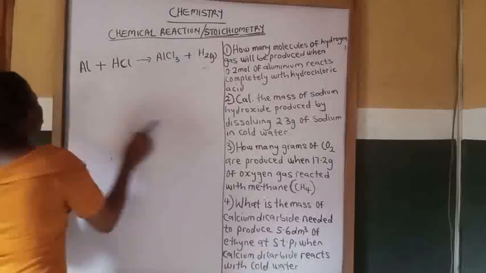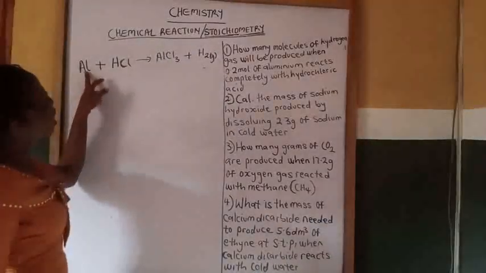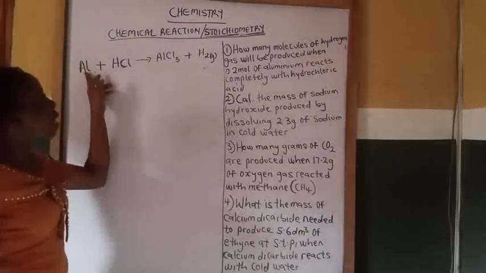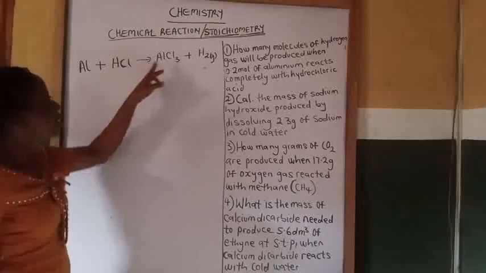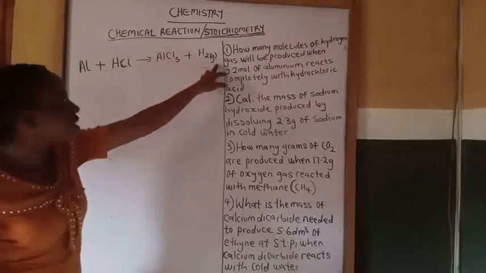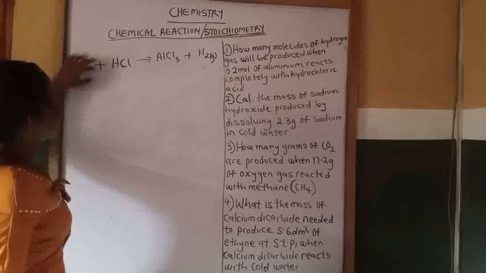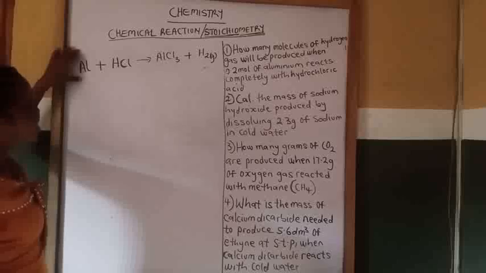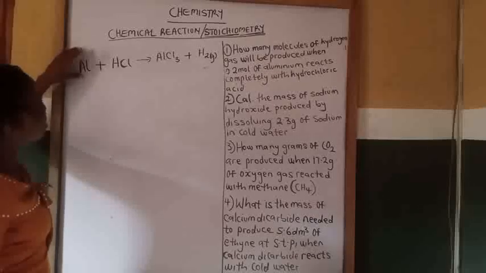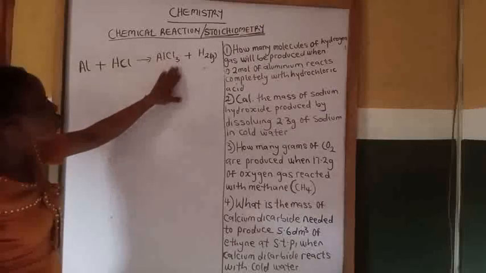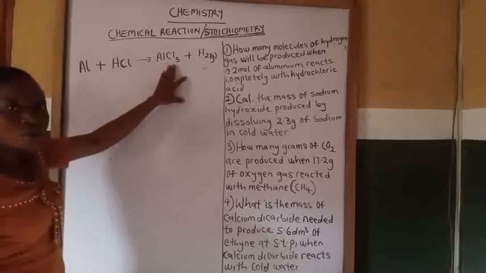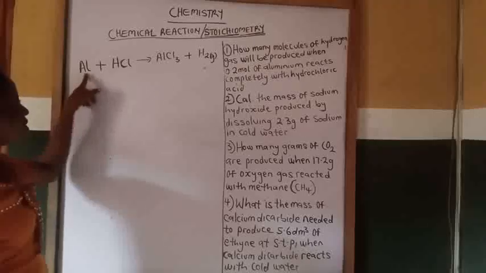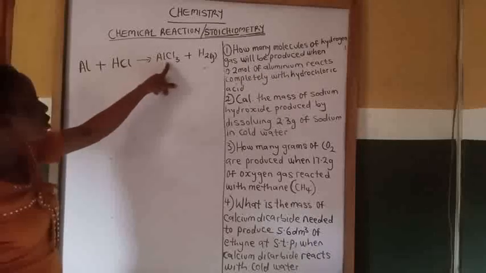Now let's balance our chemical equation. At this side we have one atom of aluminium from the reactant side. This is the product side, this is the reactant side. At the reactant side, we count the number of each atom present. The number of atoms at the reactant side must equal the number of atoms at the product side. Now we have one aluminium at the reactant side, and at the product side we have one aluminium.